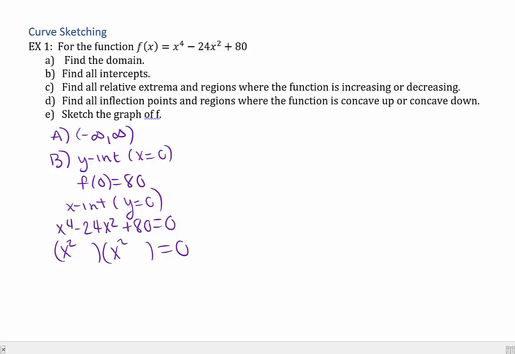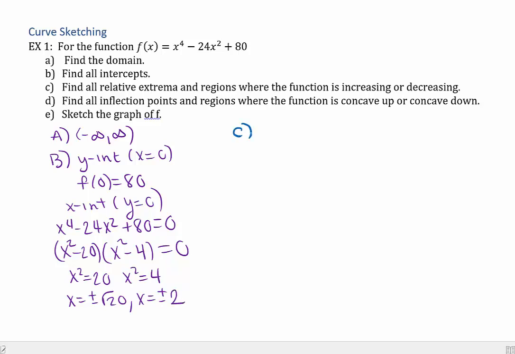And then a product of 80 and a sum of negative 24, minus 20 and minus 4 would work. So x squared equals 20, or x squared equals 4. That means x is plus or minus root 20, and x is plus or minus root 4, which is 2.